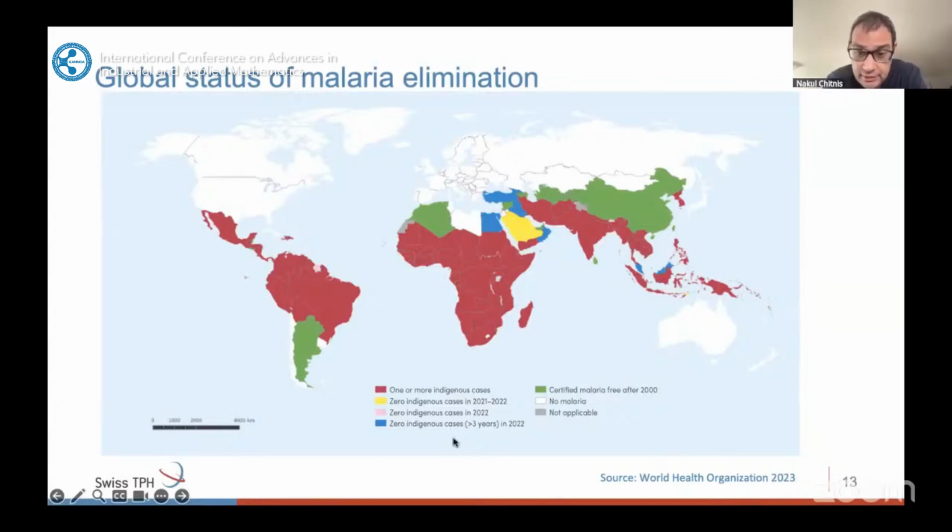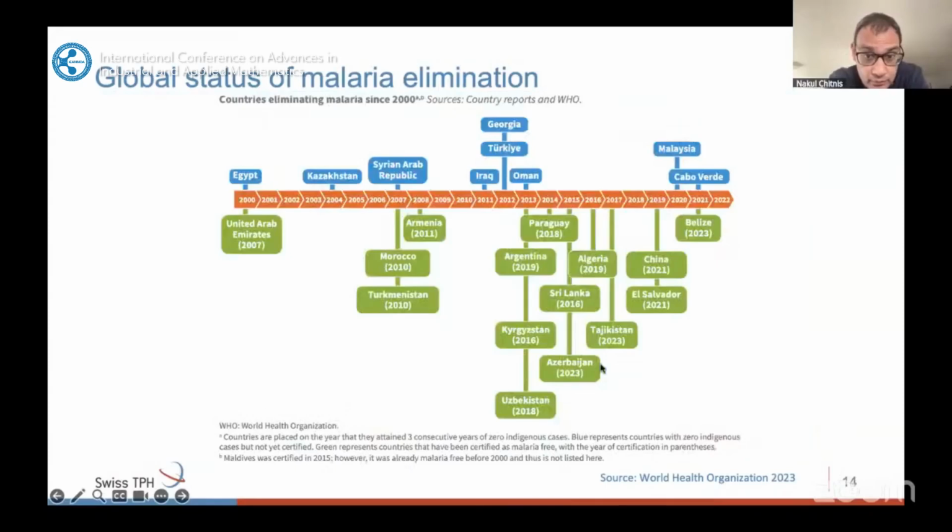And countries in yellow are countries that have had no indigenous cases for 2 years. And blue are 0 indigenous cases for over 3 years. So these are countries that are close to elimination. I think Egypt is also now certified. And here you can see a list of countries. The green countries are countries that have been certified, and blue countries are countries that have 0 indigenous cases, right, but have not yet been certified, or at least hadn't been in 2022.